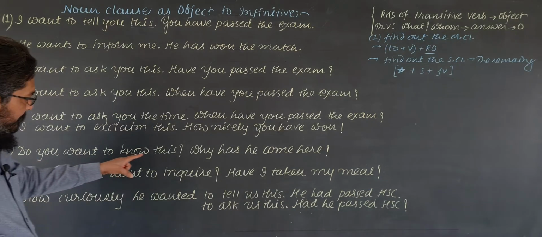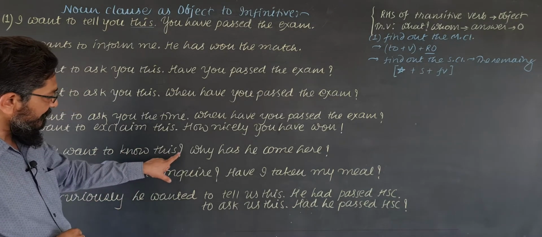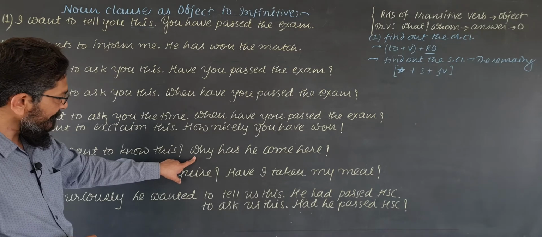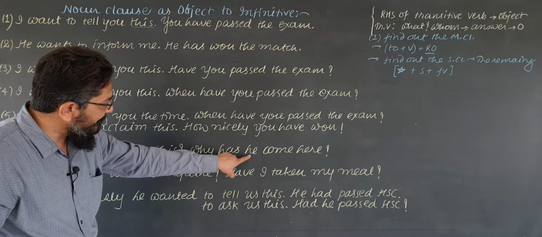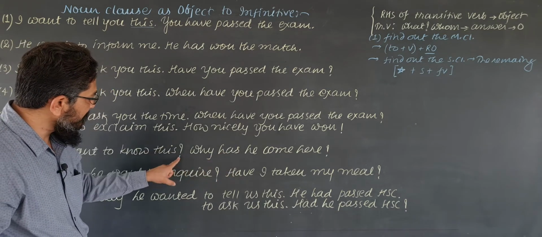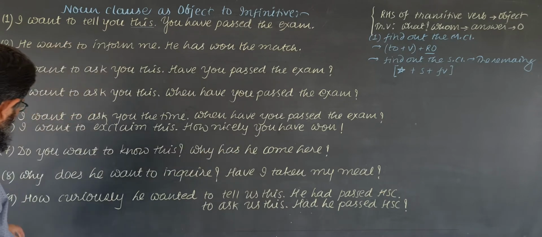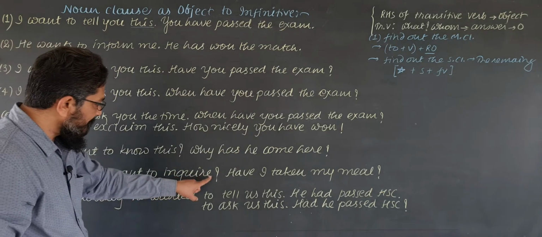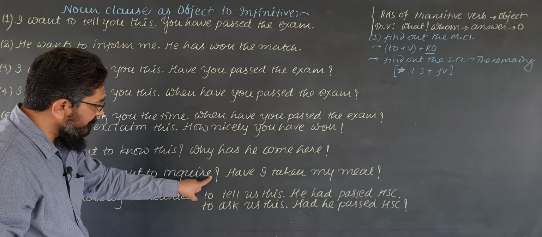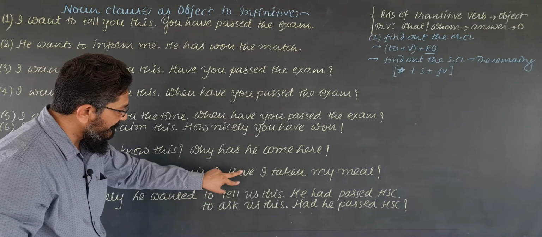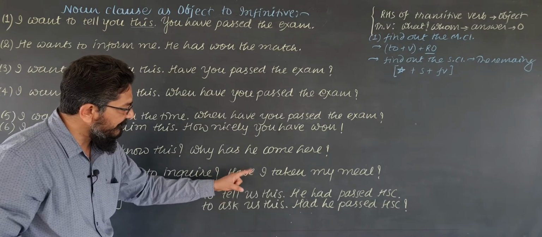Do you want to know this? This will be removed. Why has been given? You will write he has. Why? He has come, and then question mark. Why does he want to inquire this? What to inquire this? It has not been given. You will put if here. Have I, it becomes I have.